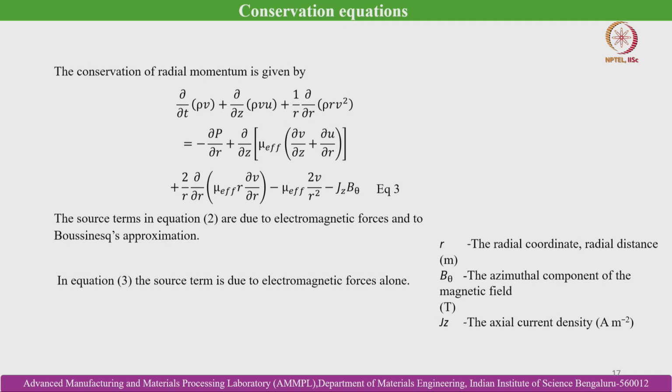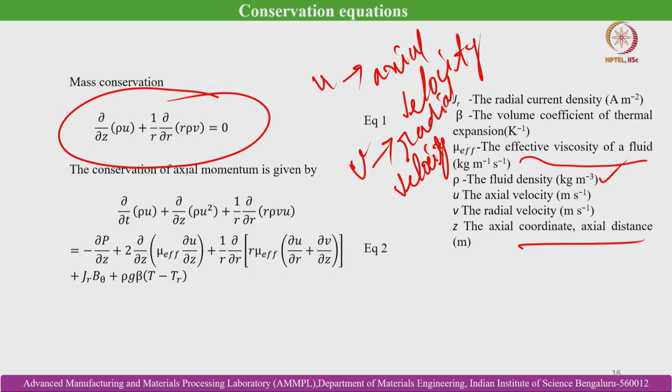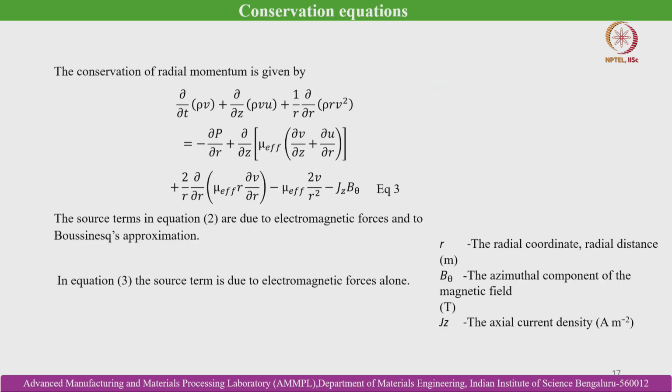So, like we have told that J_r is the current density in the radial direction, similarly J_z is the current density in the axial direction, whereas B_theta is the azimuthal component of the magnetic field. T, capital T, and r is the radial coordinate, the radial distance.